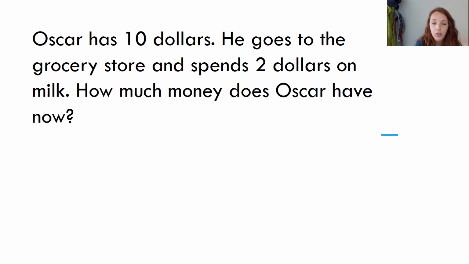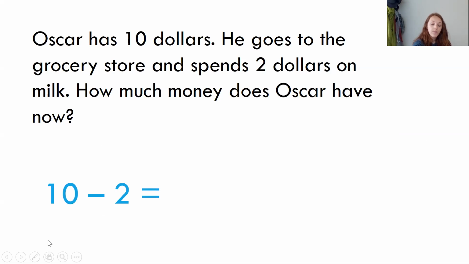So how much money did Oscar start out with? $10. And before I write my other number, did he take away or get more? He spent his money. So he gave that to a cashier to get milk. He doesn't have that money anymore. So we're going to move our takeaway symbol, our subtraction symbol, our minus symbol over here. 10 minus what? How much money did he spend? How much money does he not have anymore? $2. So 10 minus 2 equals.